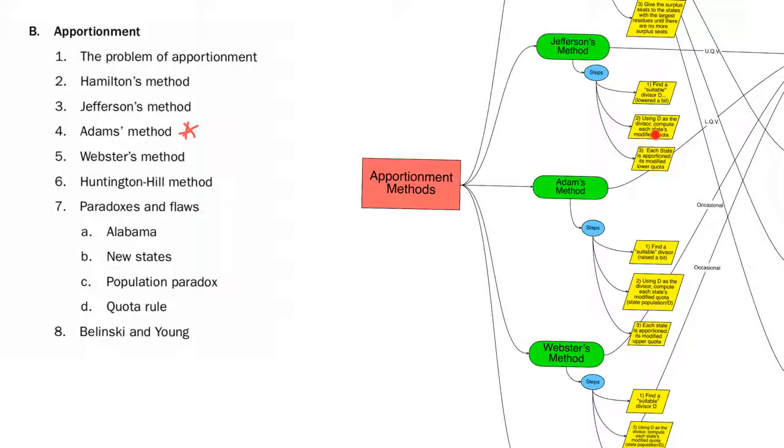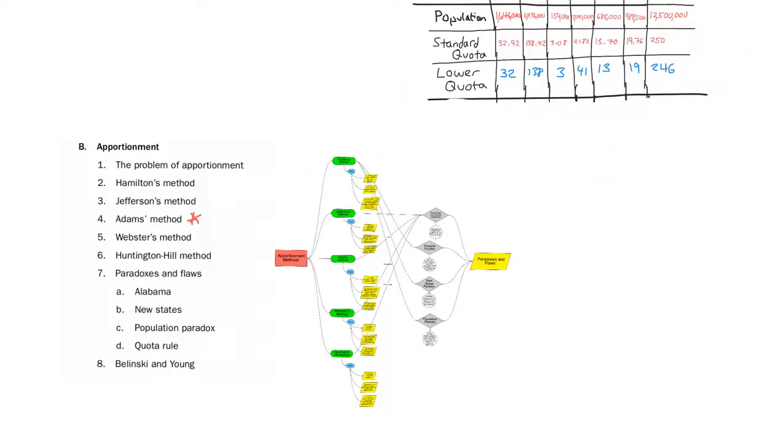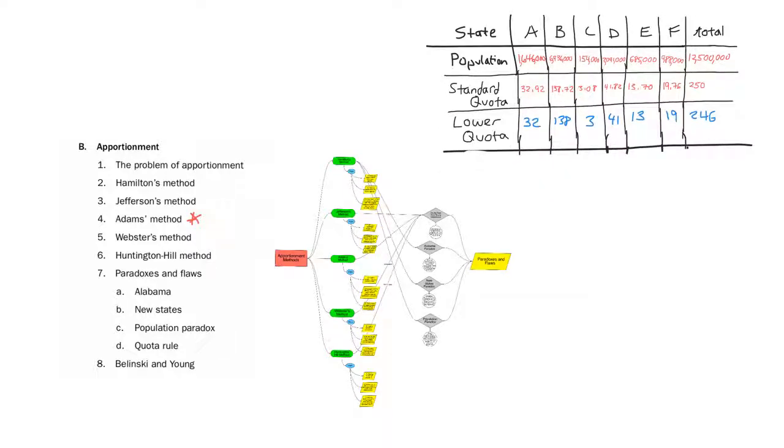Although it's the case that the Jefferson's method will result in a larger modified quota when compared to the standard quota, the Adams method will result in a smaller quota when compared to the standard quota. The Jefferson's method says each state is apportioned its modified lower quota, and the Adams method says that each state is apportioned its modified upper quota. Okay, so let's see an example of that in action right now, looking at our lovely chart.